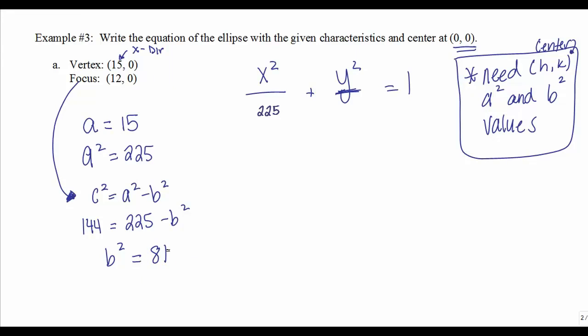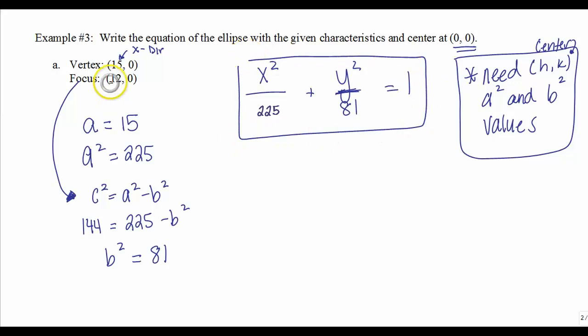But you don't need to take the square root. You're not solving for b. You need b squared. Remember, b squared goes under here. That's what we're missing. So your 81 goes there. And there you have finished your equation. So if they give you the focus, you've got to use your equation to find your missing variable. So let's go to example 4.